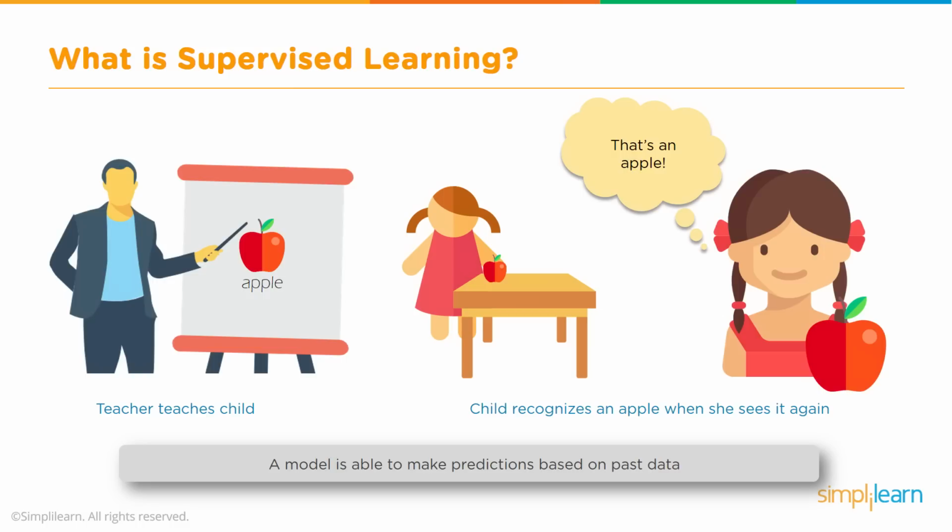We never tell the child, okay, this is an apple, it has a certain diameter on the top, a certain diameter at the bottom, and this has a certain RGB color. No, we just show an apple to the child and tell the child this is an apple. And then next time when we show an apple, the child immediately recognizes, yes, this is an apple. Supervised learning works on similar lines.